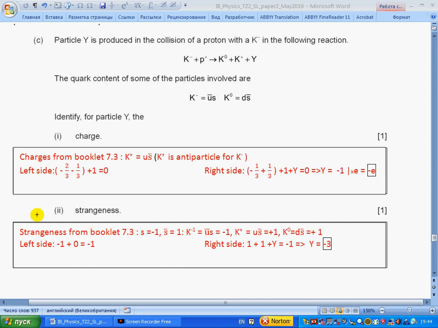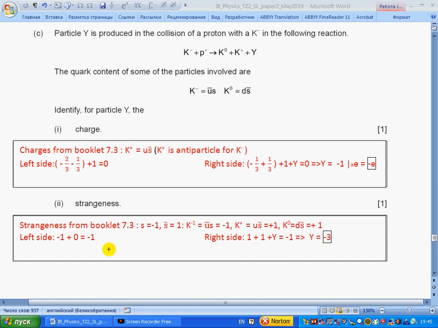Now strangeness. From booklet, section 7.3, strangeness of S particle is minus 1. Anti-S, plus 1. It means that K minus has strangeness minus 1. K plus strangeness plus 1. And K 0, strangeness plus 1. So left side for strangeness: K minus, minus 1, plus 0 equals minus 1. So initial strangeness is minus 1. Right side. K 0, plus 1, K plus, plus 1, plus Y should give us strangeness minus 1. It means the strangeness of Y is minus 3.